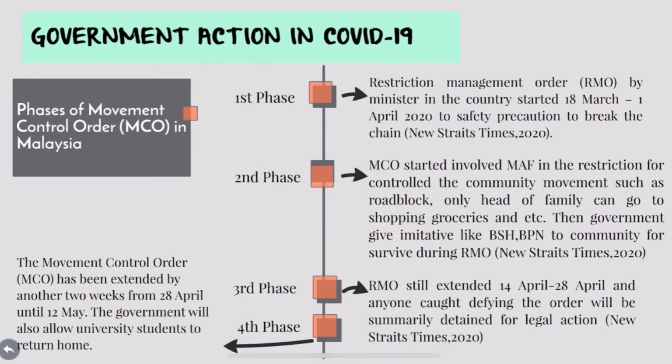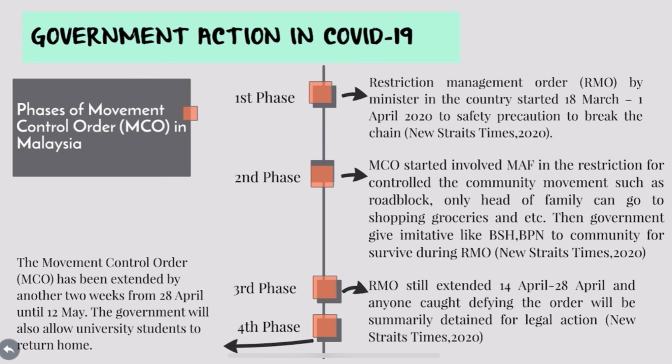Government action in COVID-19. First phase, Restriction Movement Order (RMO) by Minister in the country started 18 March until 1 April 2020 as a safety precaution to break the chain. Second phase, MCO started involving the Malaysian Armed Forces in the restriction to control the community movement such as roadblocks, only head of family can go to shopping, groceries and etc.